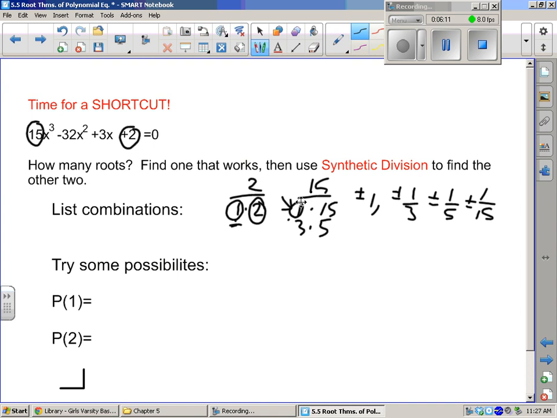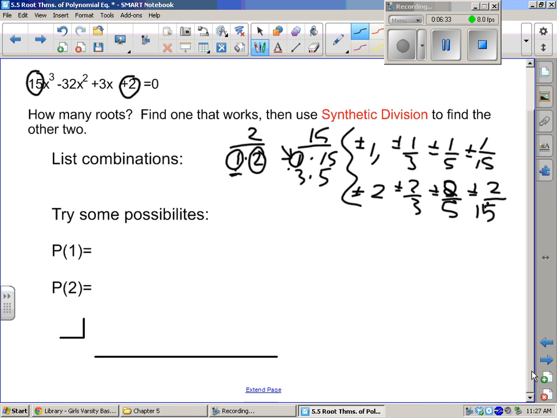Now we're going to take the 2 and put it all over those. So 2 over 1 is just 2. Then 2/3, then 2/5, then 2/15. Wow. Okay. Now that's a lot of choices here. Fractions are a little tougher to do in synthetic, so we're going to start with the whole number.